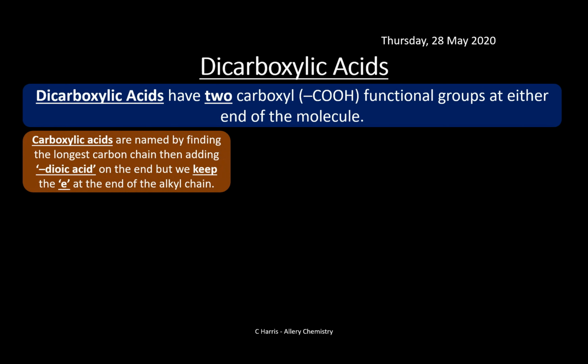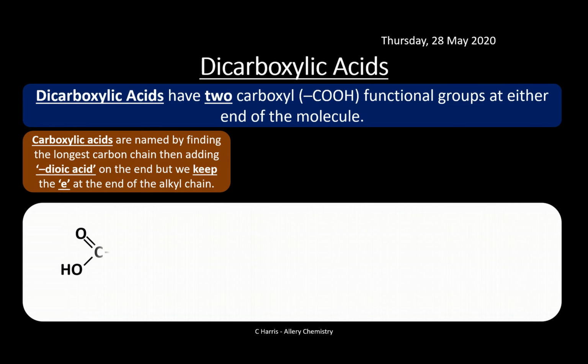So dicarboxylic acids are named by finding the longest carbon chain, and then we add dioic acid on the end, and we keep the E at the end of the alkane chain. So this is the slight difference here. Okay, so you can see I've got ethane dioic acid, so we keep the E here and we just add dioic acid on it. So this one is ethane dioic acid.